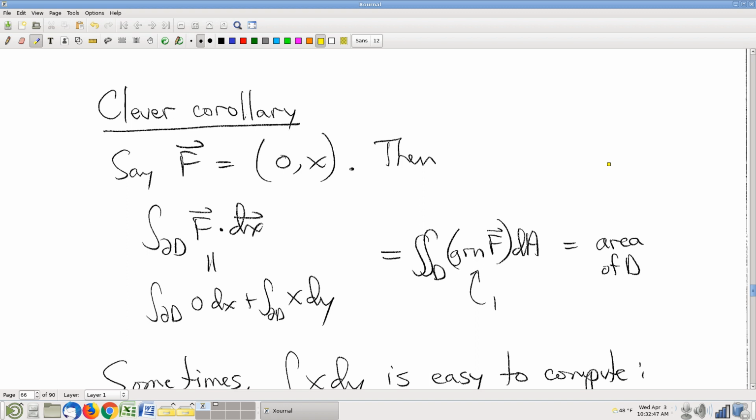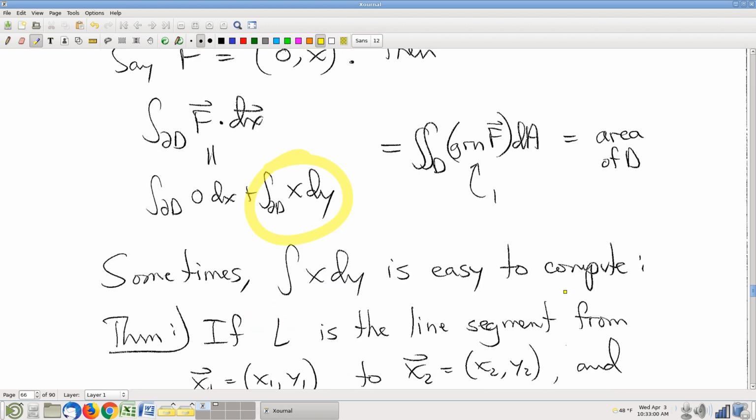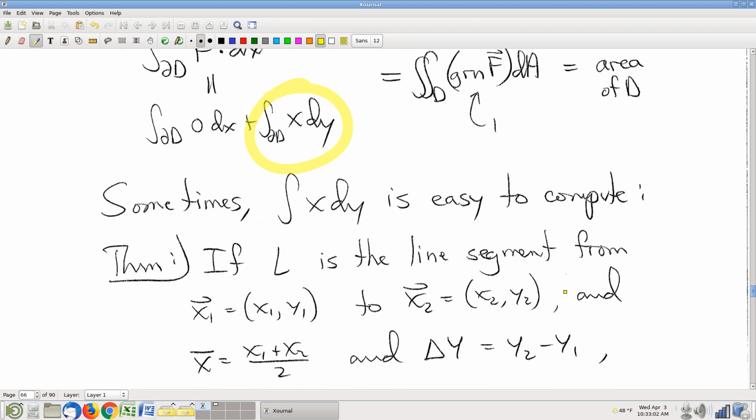Now, you might say to yourself, thanks, but no thanks, I'll just compute area by previously existing techniques. I wouldn't prefer to do a coordinate line integral. Okay, sometimes that's still easier. This is still a good trick. But sometimes this coordinate line integral is really easy to compute.